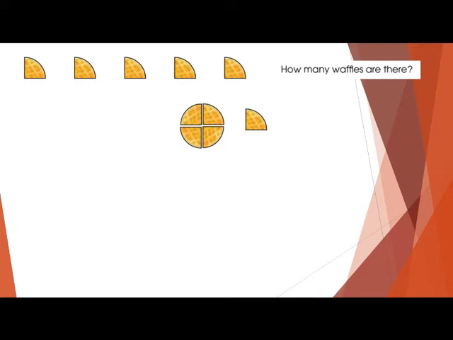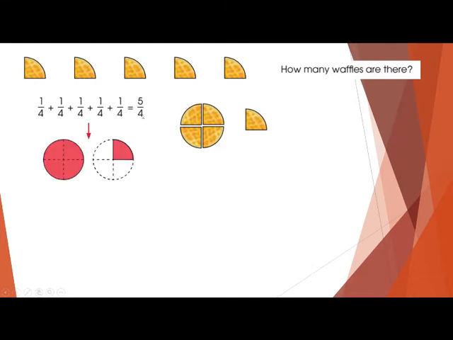So how will you write it in the form of a fraction? You will write 1/4, 1/4, 1/4, 1/4 and 1/4, because we have basically 4 parts of a single wafer. That's why we are using 4 in the denominator, and we have a total of 5 pieces of this quarter wafer. That's why we are writing 5, and 4 is the denominator.